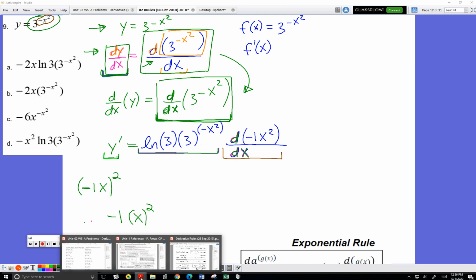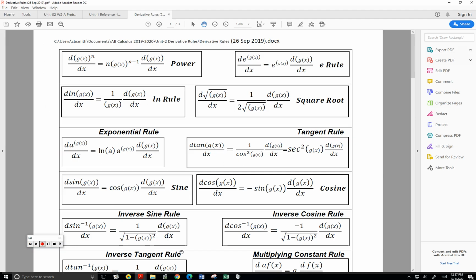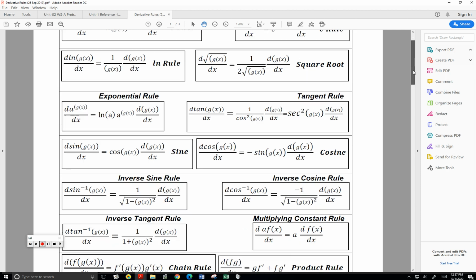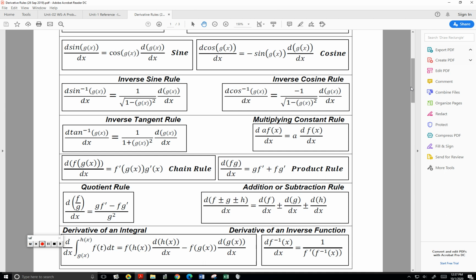Everybody okay? So I just keep looking down my list. Well, I don't have this because I don't have e to something. I don't have natural log. I don't have square root. I don't have number to something. I just keep searching. I finally found it here. I do have a multiplied by something. So I'm going to copy that.